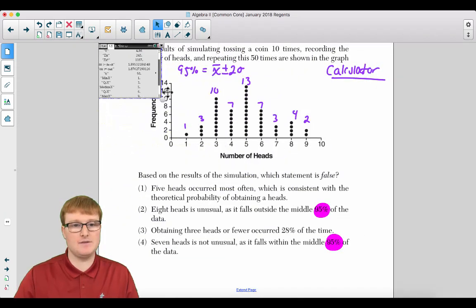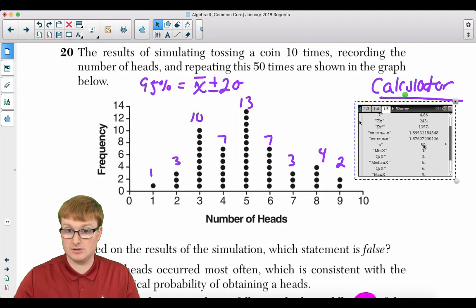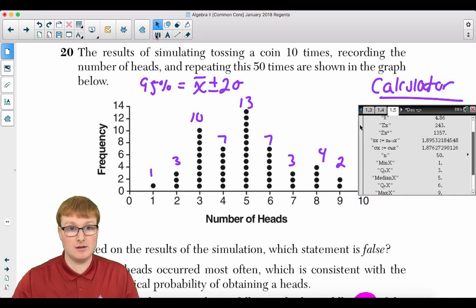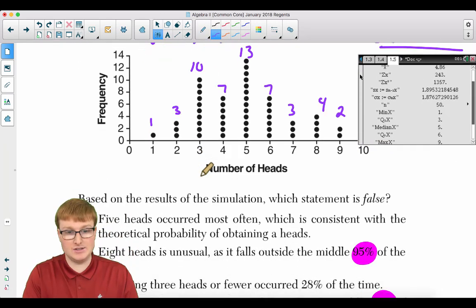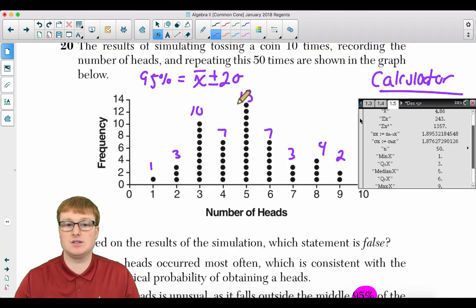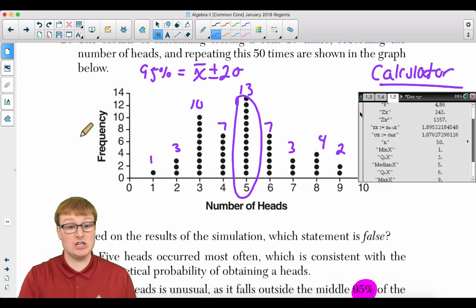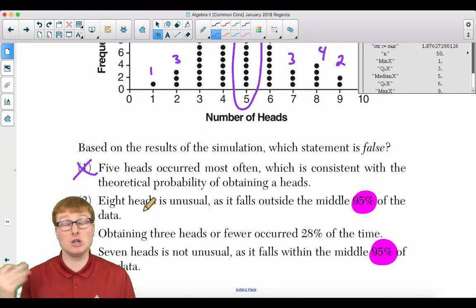Now we're going to analyze this data very critically here. Let's go through it piece by piece. And I know that's not big enough. So, here we go. Choice 1 says 5 heads occurred most often, which is consistent with the theoretical probability of obtaining a heads. Yeah, that should make sense. You should be getting 5 heads out of 10 flips, okay? Because if you're not getting 5s most often, then chances are the coin is not a fair coin. But that's good so far. That is actually a true statement. We're looking for the one that's false.